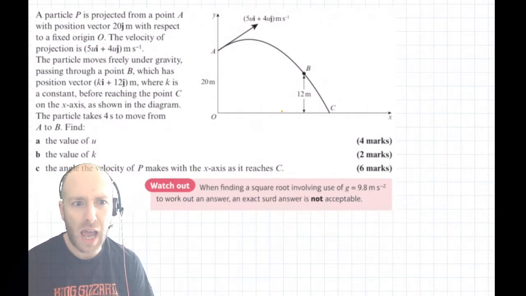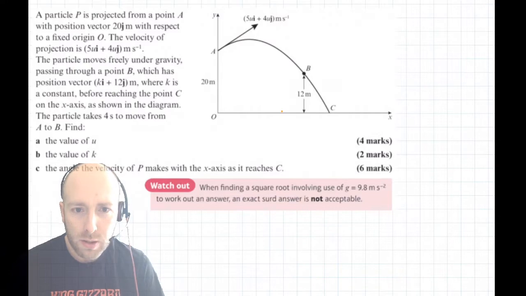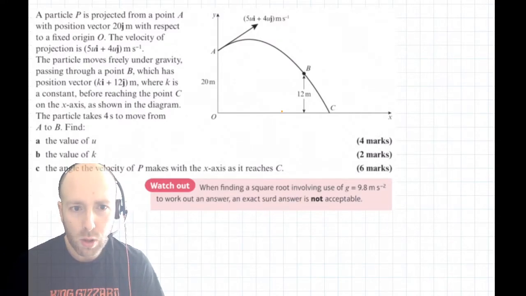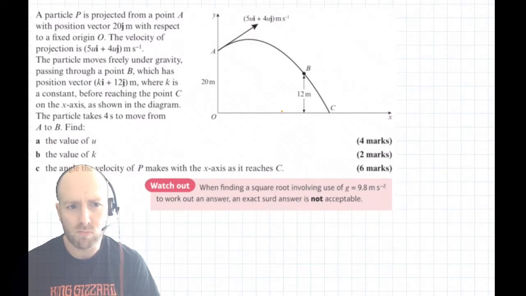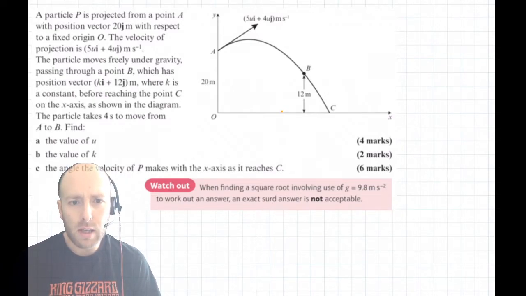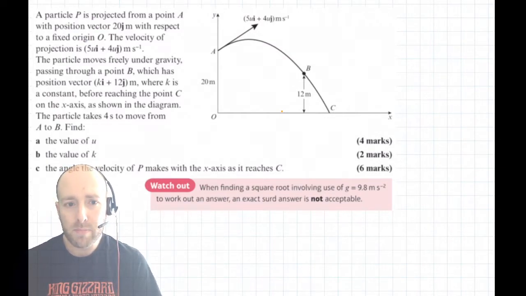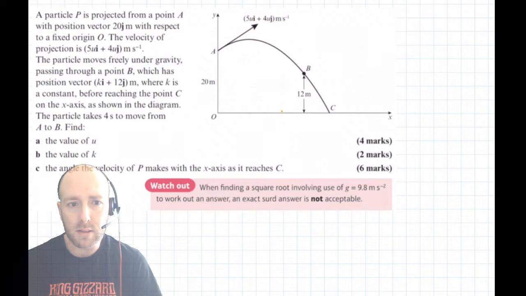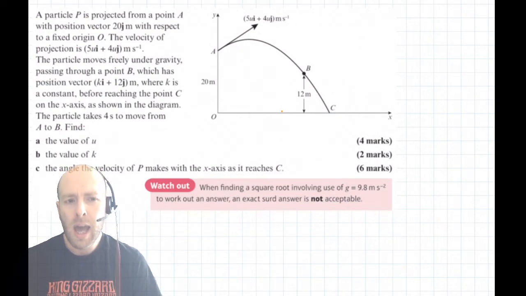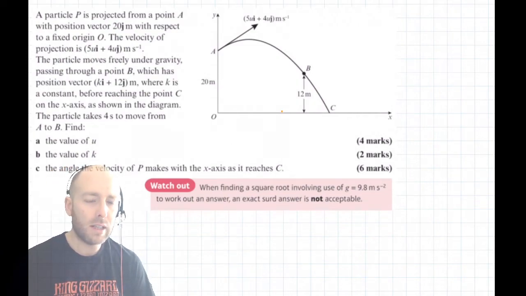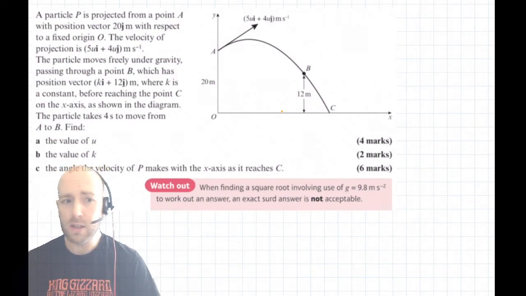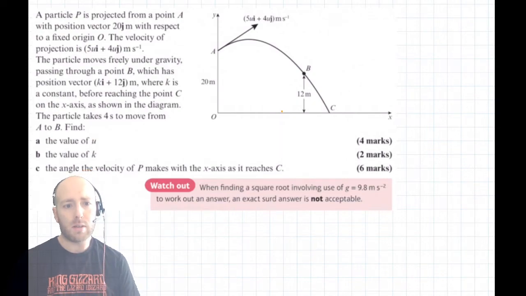It says here, watch out. When finding a square root involving g, to work out the answer, an exact surd is not acceptable. So if you're using g, they don't want an exact surd. They want an actual value if you square root g. So if your answer has a g in it, fine. But if it has a root g in it, not fine. You need to work it out as a number.